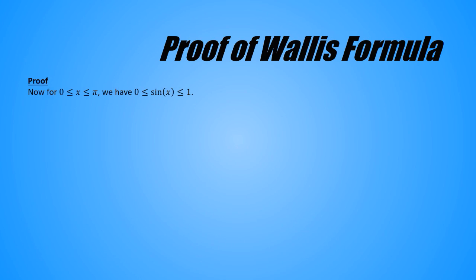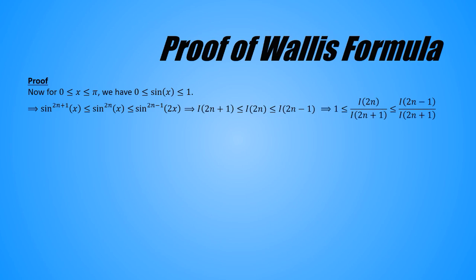Now, the interval of integration is from 0 to pi. And when x is in this interval, the sine of x is between 0 and 1. This implies that larger powers of sine of x are less than or equal to smaller powers of sine of x on this interval. This in turn implies the following inequality for the integrals of these functions over the same interval. Now divide all three members by I of 2n plus 1. We know from 2 slides ago that the rightmost member of this inequality is equal to 2n plus 1 over 2n, and so we'll make that substitution.